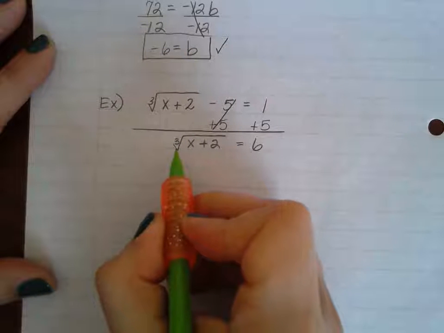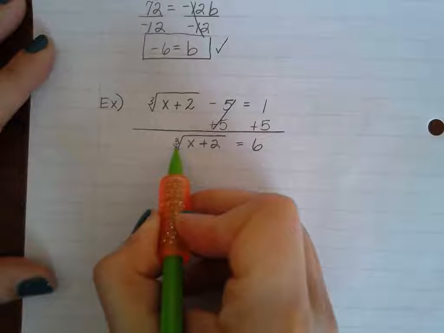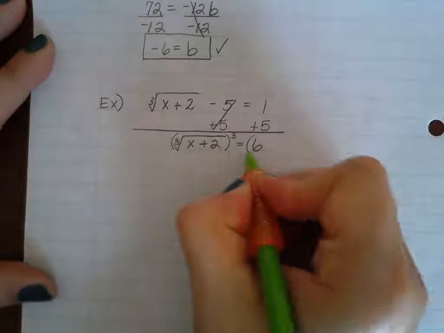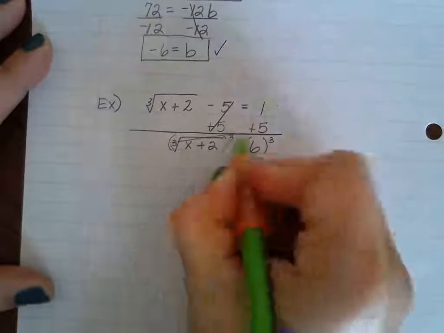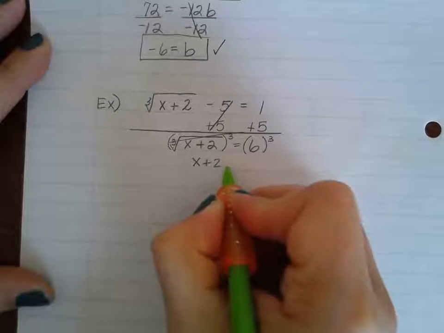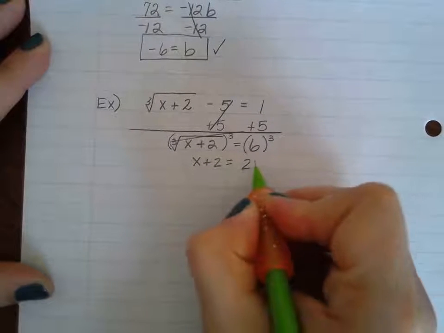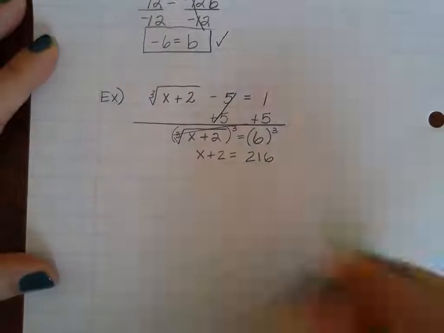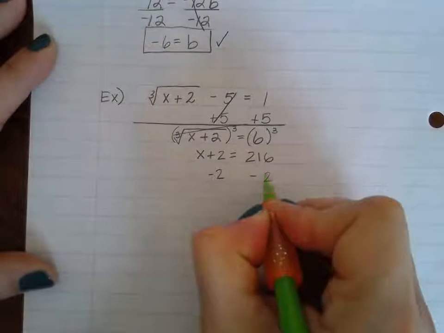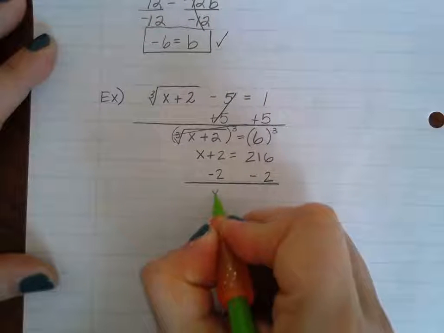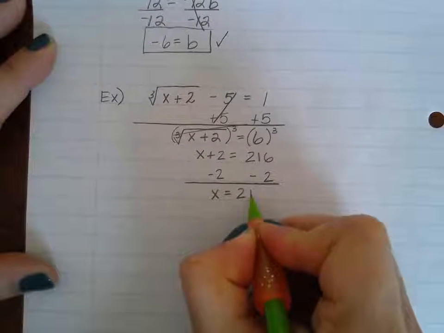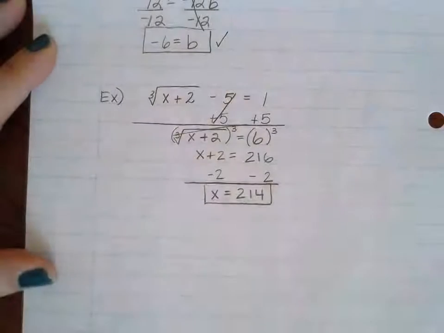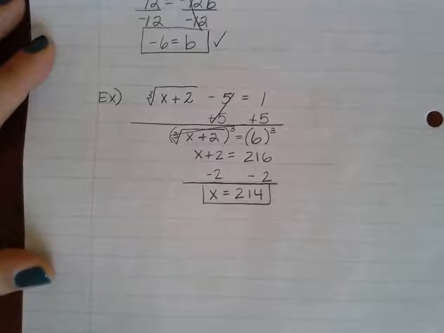Now, the second step is to raise both sides to the power of the index. That's really a 3 right there. So we're going to cube both sides. So x plus 2 equals 6 cubed is 216. Now we're going to subtract 2 from both sides to get x by itself. x equals 214. That's our answer for that one. Let's check it to make sure that it works.